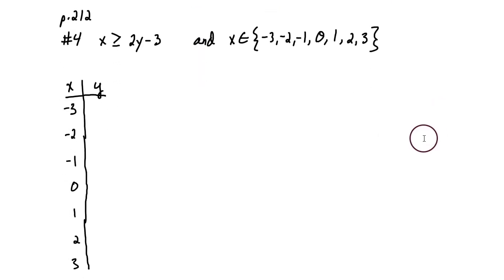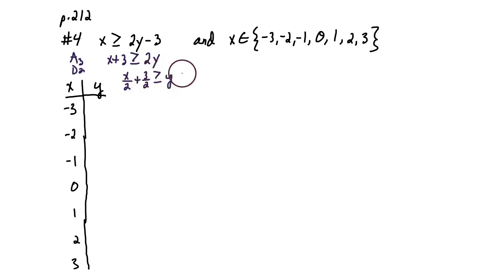On page 212, we had an inequality, and we're asked to complete a chart containing 7 values using these choices for x. We know from experience that it helps for this inequality to have the letter y alone. So let's rearrange it. Let's add 3 to both sides. We get x plus 3 is greater than or equal to 2y. Now divide by 2 on both sides. We will get x over 2 plus 3 over 2 is greater than or equal to y.